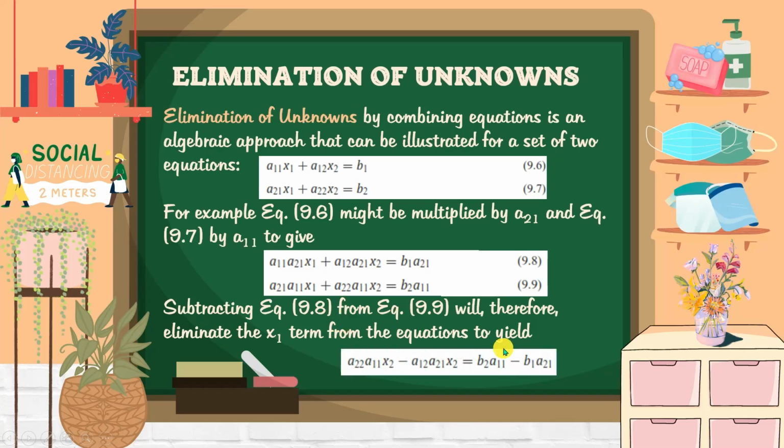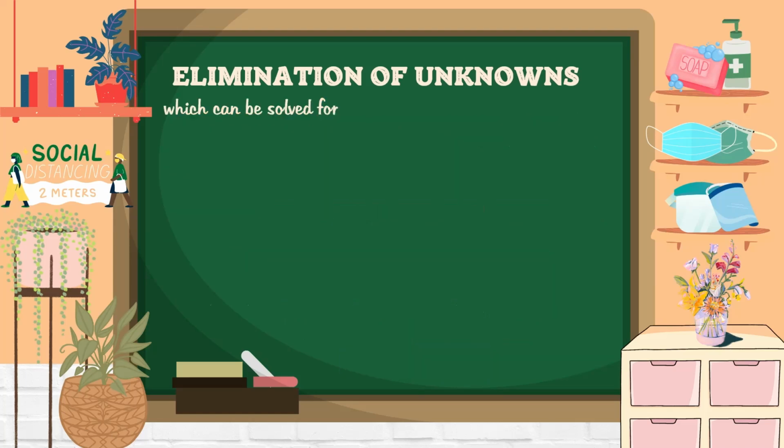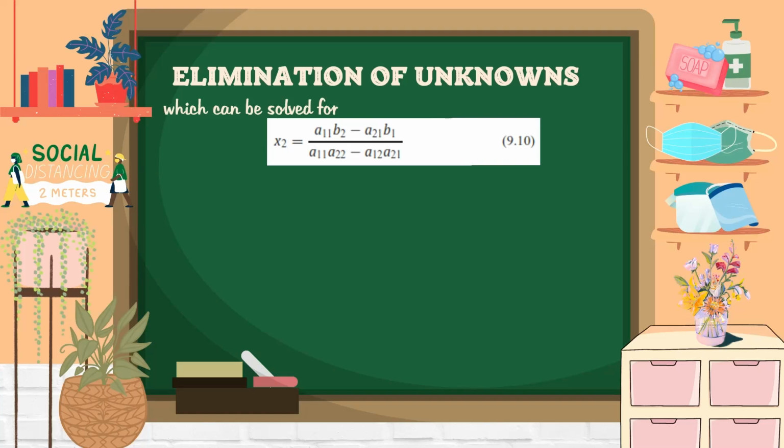And it will yield the equation a sub 22, a sub 11, x sub 2 minus a sub 12, a sub 21, x sub 2 equals b sub 2, a sub 11 minus b sub 1, a sub 21, which can be solved. Rearranging the equation, we will be able to find the value of x sub 2: a sub 11, b sub 2 minus a sub 21, b sub 1, all over a sub 11, a sub 22 minus a sub 12, a sub 21. This is represented as equation 9.10.